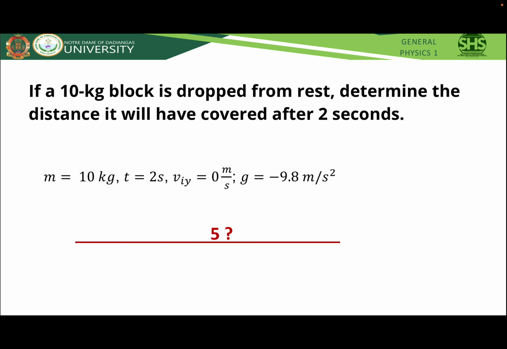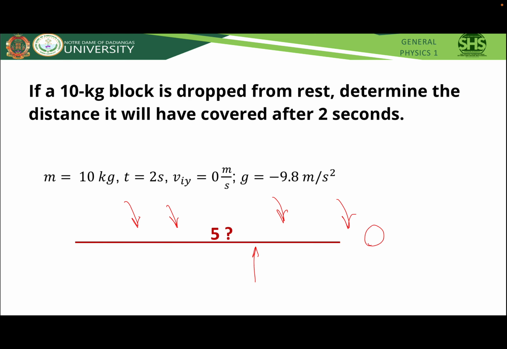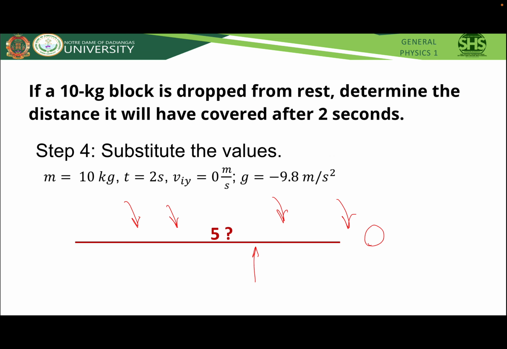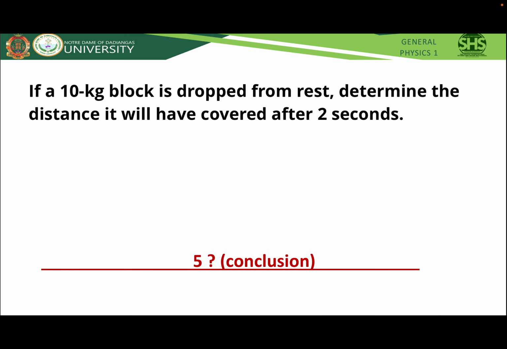Now, let's move to the solving part. Let's substitute the values. The formula is already here, so we'll just plug them in: initial velocity, time, and our g. Again, this negative symbol denotes that the motion is going downward, and then our time. Don't forget that it has a square, based on the formula. That's the square right there. So that's our formula substitution.